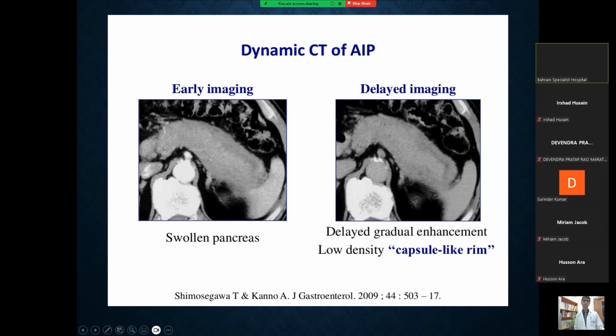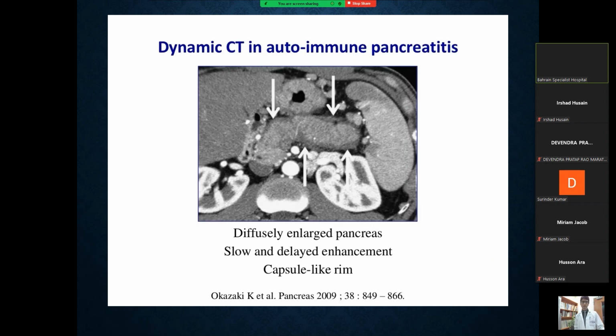If we can see, this is a swollen pancreas, which is diffusely swollen. Anybody can tell it's pancreatitis. But if you see the delayed images, the delayed enhancement keeps a thick capsule around the pancreas, highly suggestive of autoimmune pancreatitis. Diffusely swollen pancreas with slow and delayed enhancement of the capsule-like rim around the pancreas, you can see.